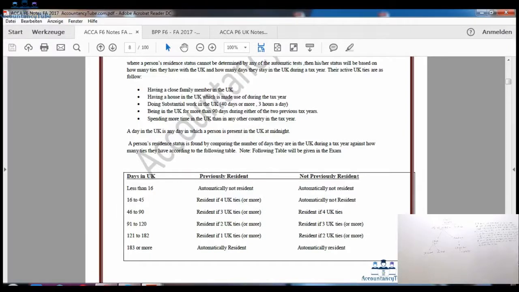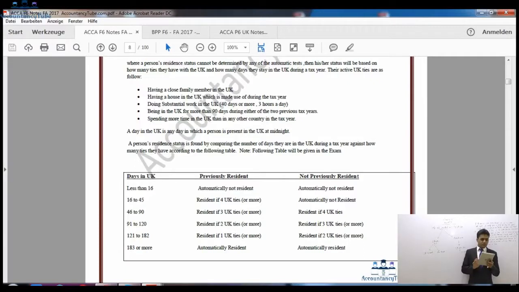First of all, it says days in the UK, so that's how many days you have spent in the UK. The second column says previously resident, so whether you were previously resident or not. If you are previously resident, then you need to spend fewer days in the UK and you need fewer ties in order to be considered UK resident. The last column is not previously resident. If you haven't been previously resident, then you need more UK ties and you need to spend more days in the current tax year in order to be considered UK resident.